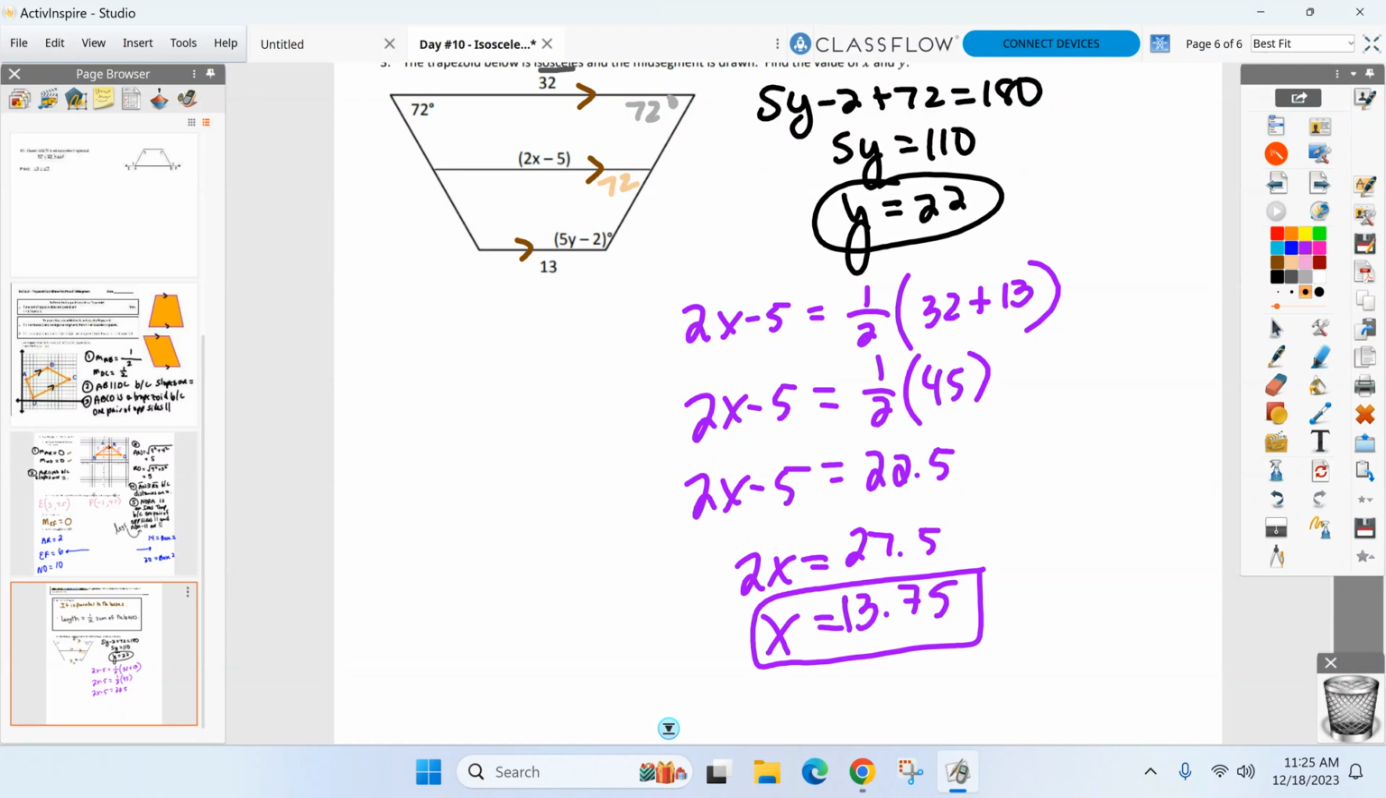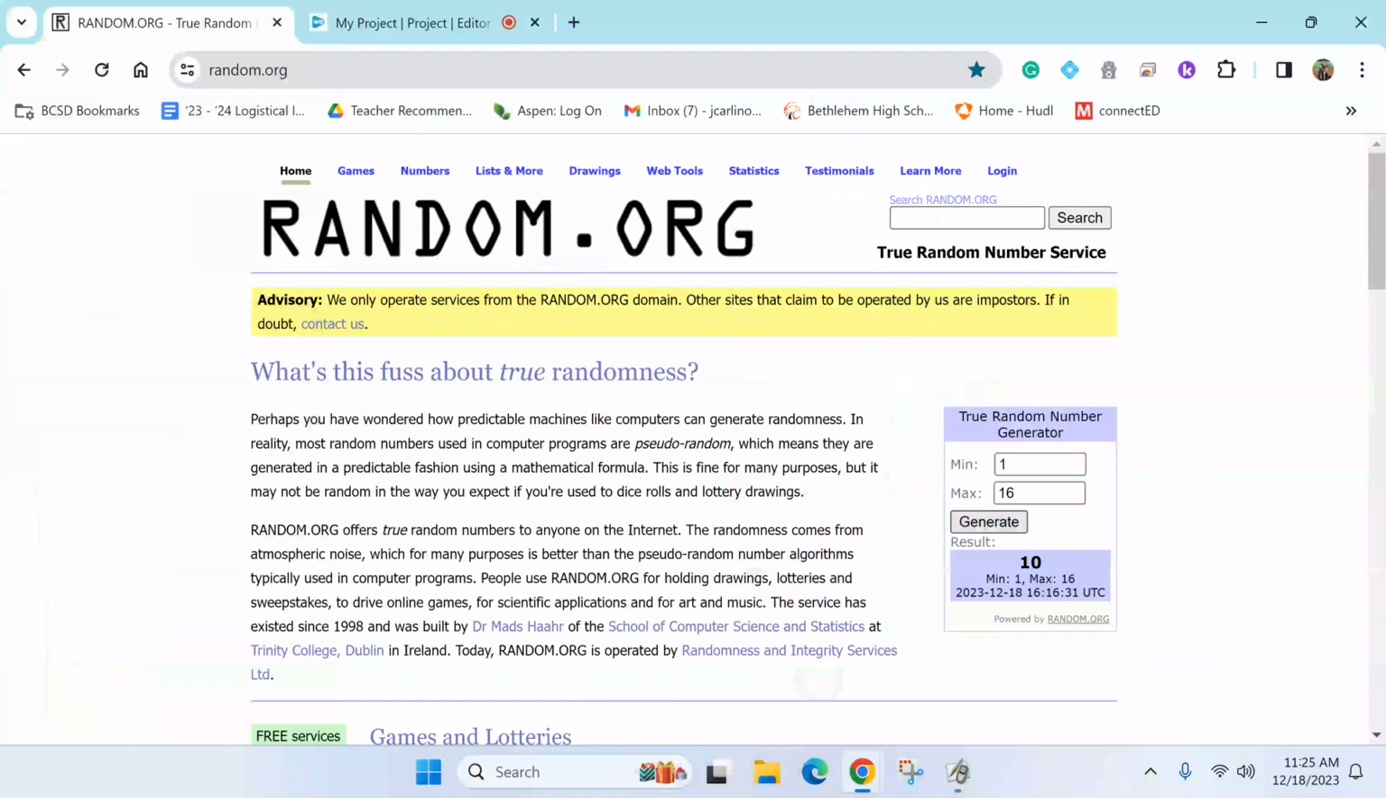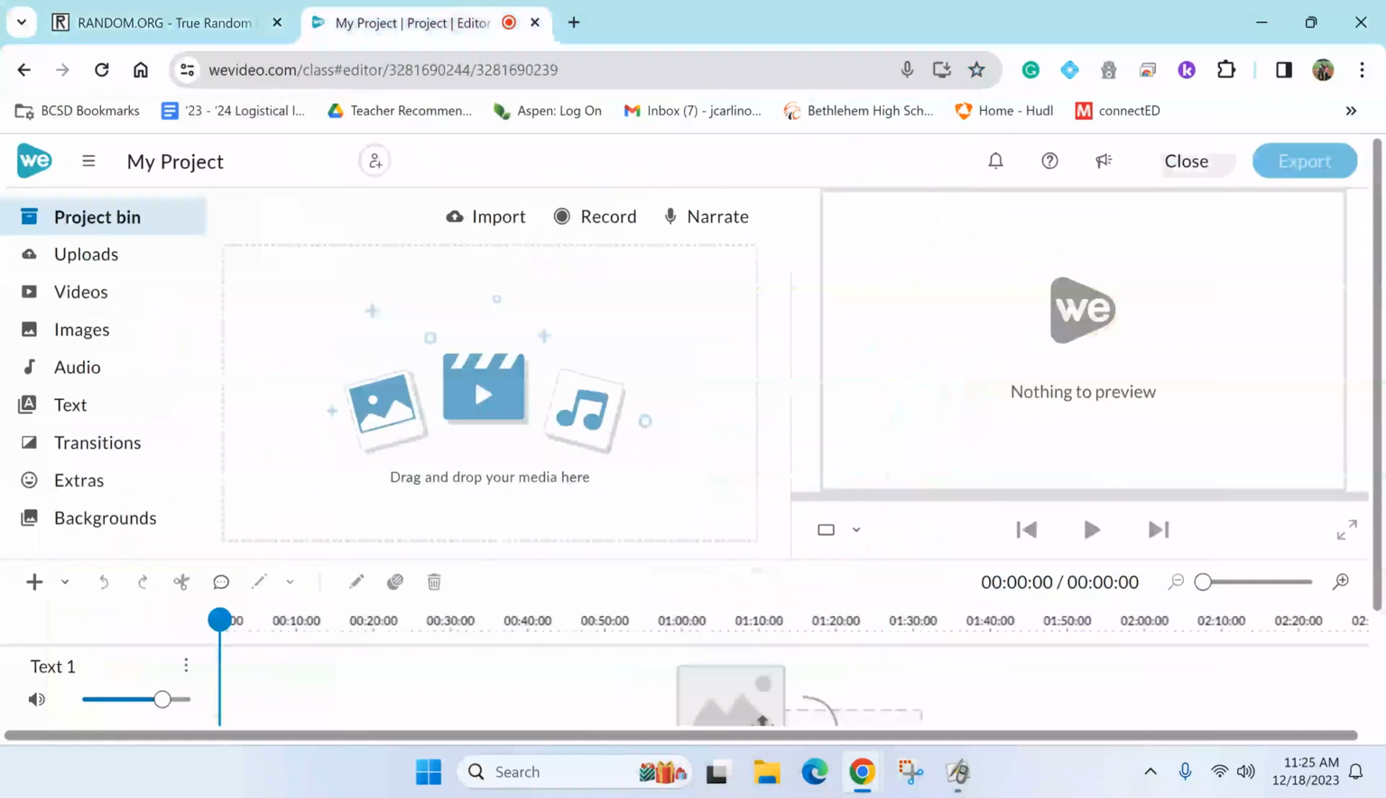We're all good? All right, let's get out of here with no homework. What do you say? Tomorrow we're just going to go over some more coordinate proofs.